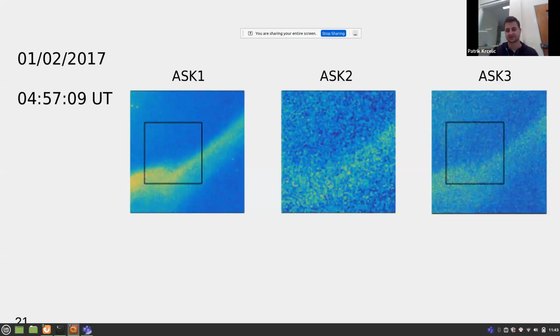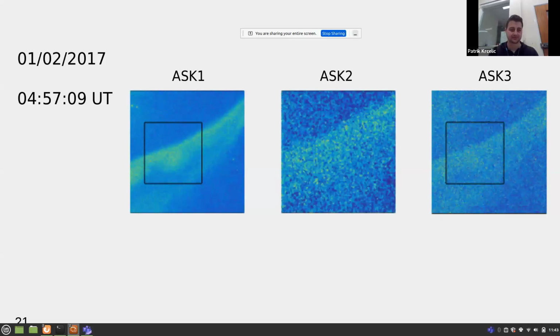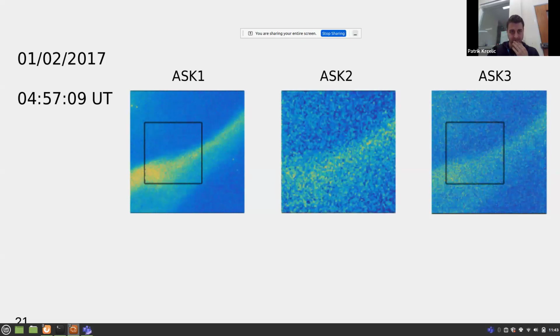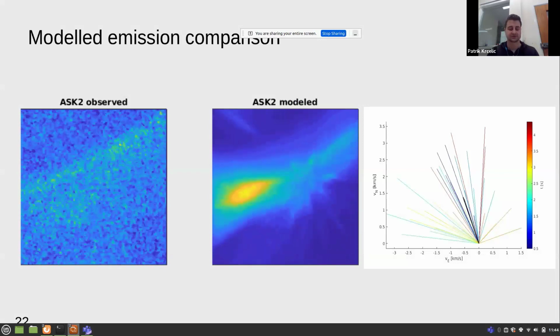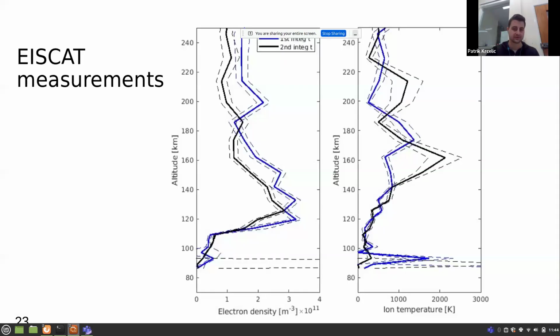The first event we are analyzing is the same event that I used earlier as the example. This is just to remind you how it looks. It's from the 1st of February 2017. These are the velocities that we get from modeling, and then these are the ISCAT measurements. On the left is the electron density profile, and on the right is the ion temperature profile. There are two profiles because ISCAT measures in 5-second time intervals, and our event is just between the two. So for the first 2 seconds we need to take the black profile, and for the other 2 seconds we need to take the blue profiles.